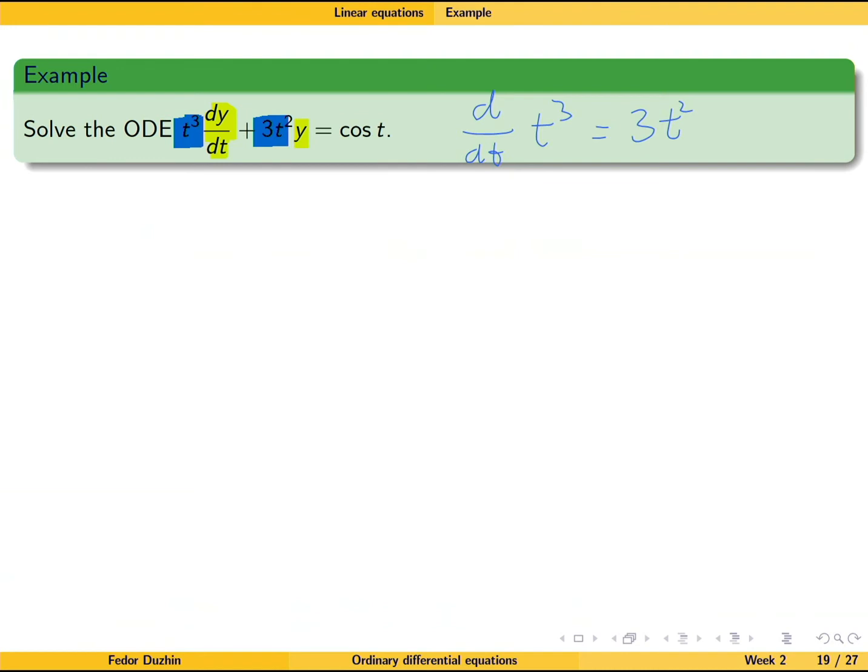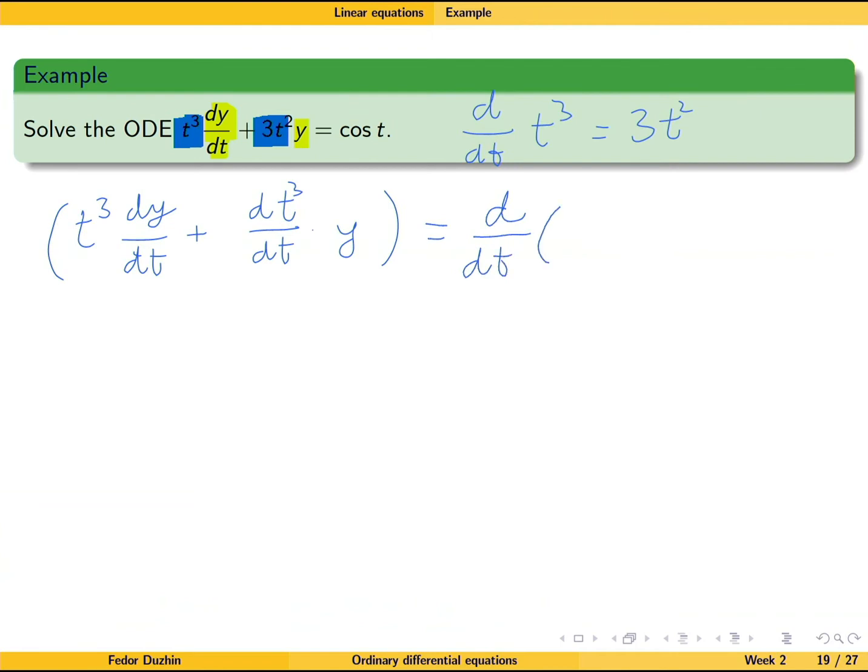So that's the left-hand side of our differential equation. It looks like this. We have t cubed dy/dt plus d(t cubed)/dt times y. But this, according to the product rule, is nothing else but the derivative of the product t cubed y. And this equals cosine t.